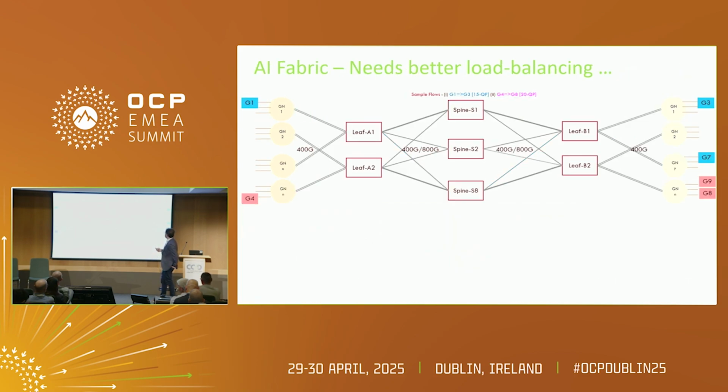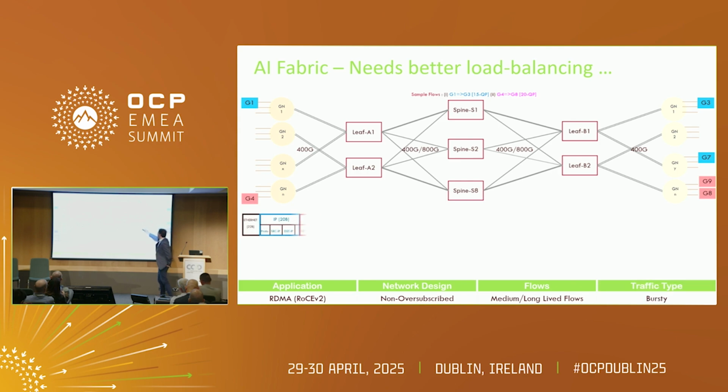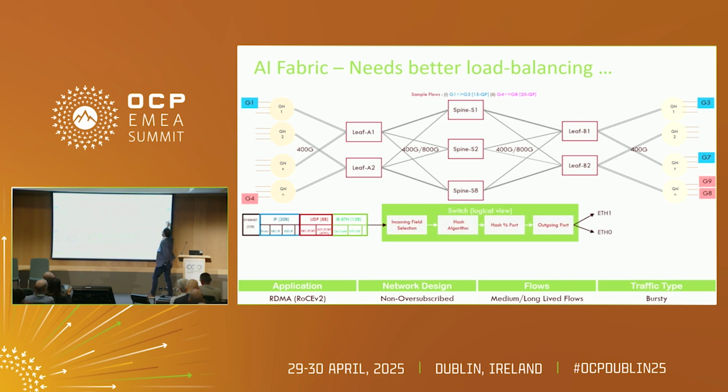This will give you an idea. Here what I'm showing is that G1 is talking to G3. If you just look at the IP and UDP header, you will see 2 flows. One flow for G1 to G3, the other flow from G4 to G8. So you will see just 2 links will be used, and you will see congestion. Although there are 6 lanes available, how many lanes are we using? 2.